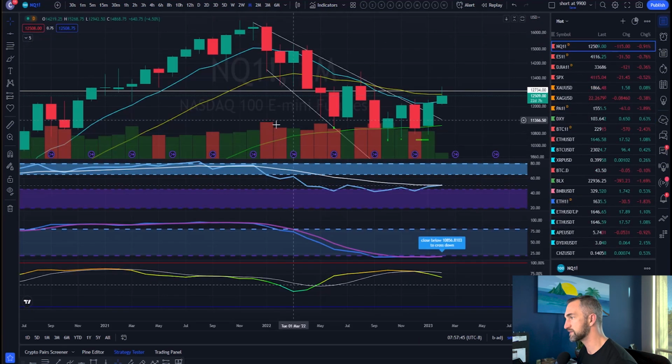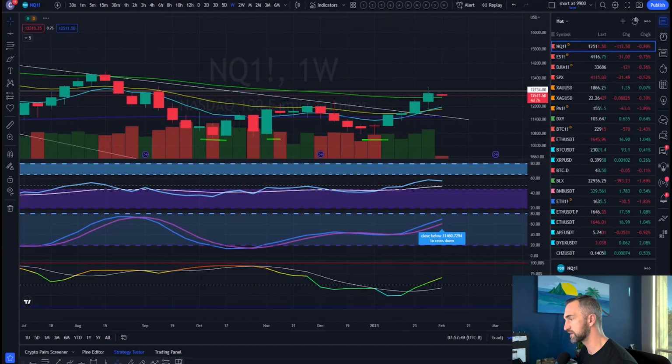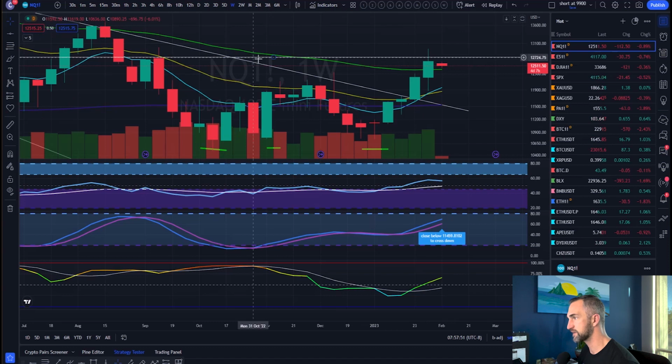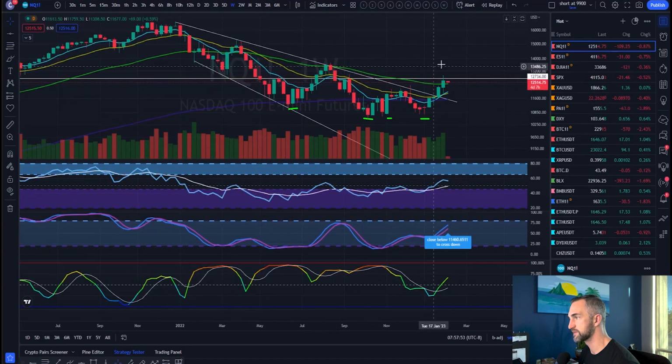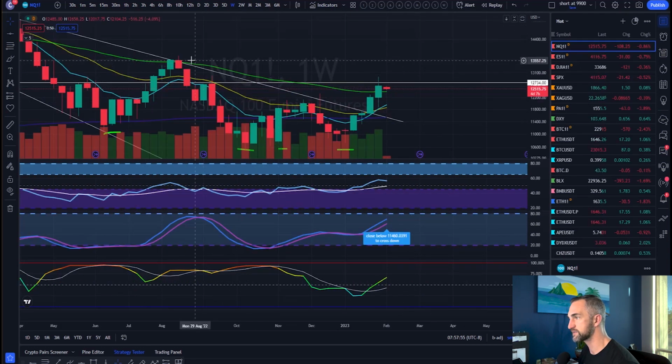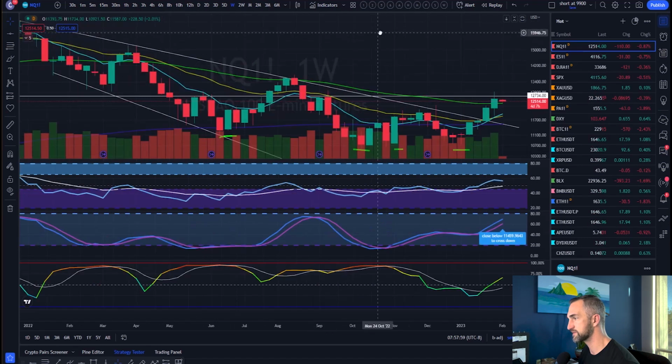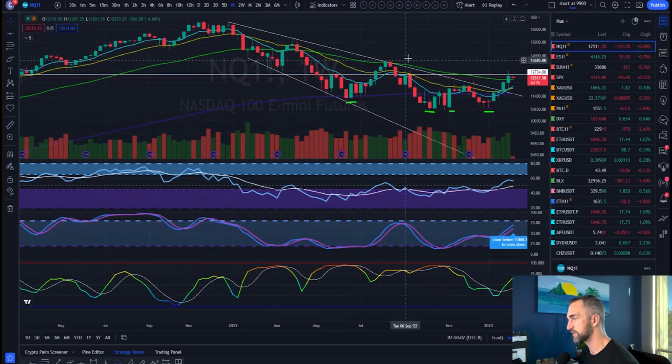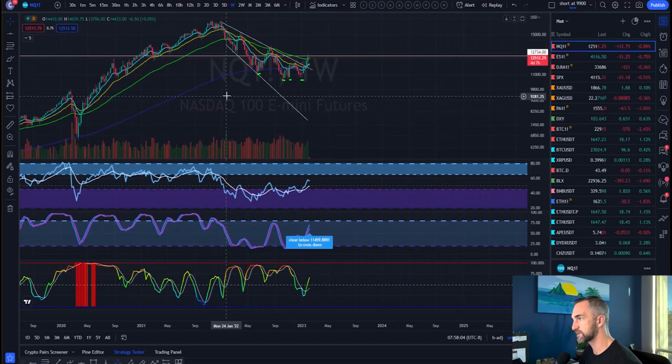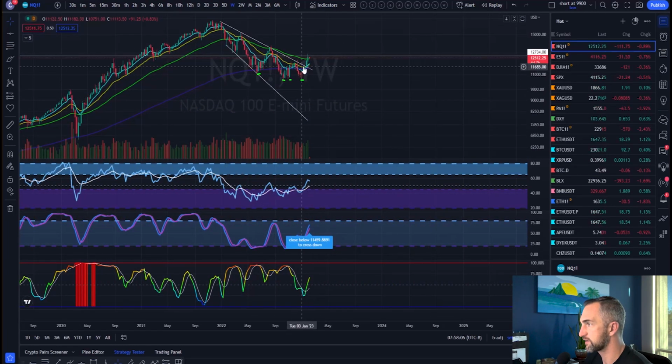Let's take a look at NASDAQ real quick. And we did call this one out last week, saying, hey, look, very, very likely NASDAQ's going to come up to this level right here. Second target would be 13,557 based off of the hidden bullish divergence. And we did call that one out, confirmed on this closure right here.